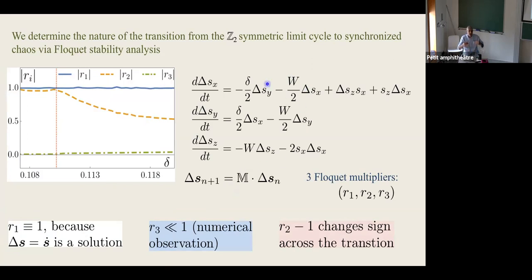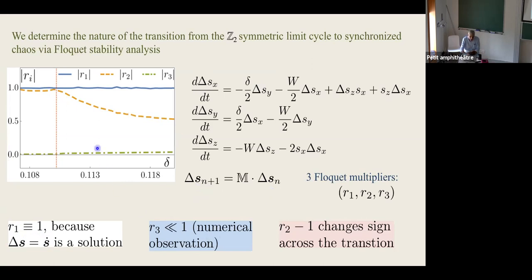This is because, linearizing the equations, taking delta and taking dot is the same, so you get the same equation. Therefore, delta S equal to S dot is always a solution. So there is one multiplier that is identically equal to 1 because the limit cycle solution S is periodic, so S dot is periodic. So delta S_(n+1) is going to be equal to delta S_n.